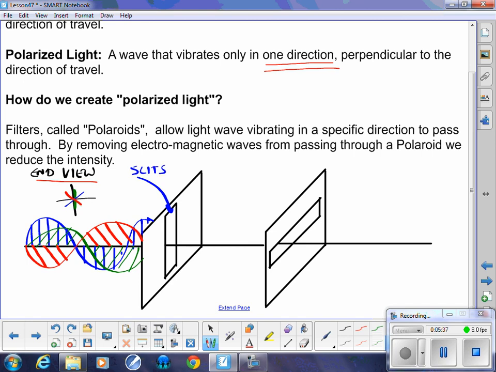what they're going to do is they're only going to permit certain light to pass through them. All right, so if the slit is vertical, that means that any wave that is vertical will pass through.